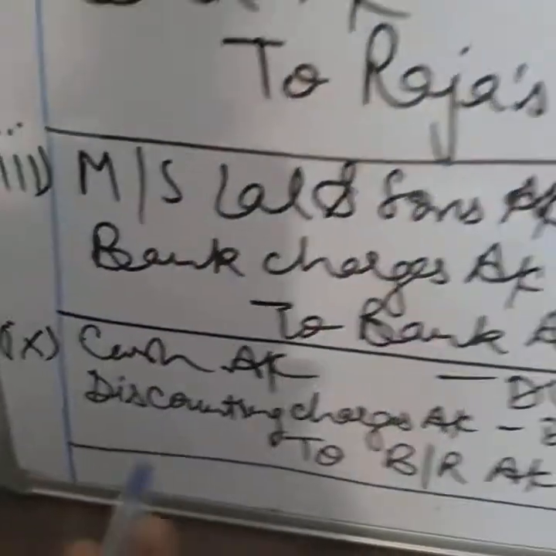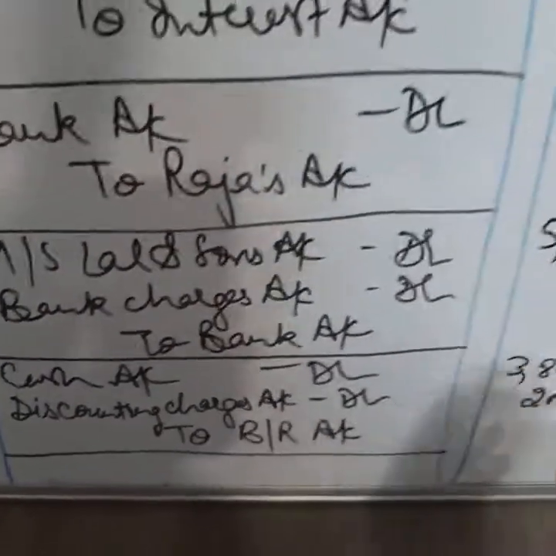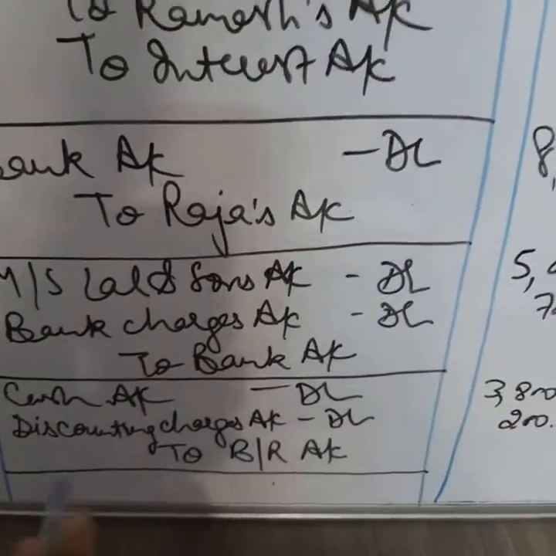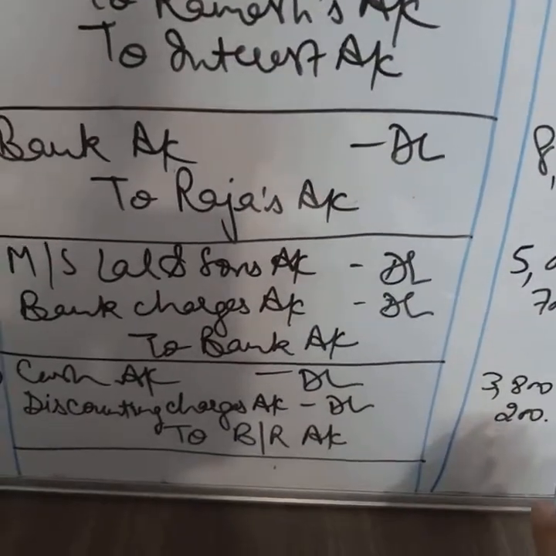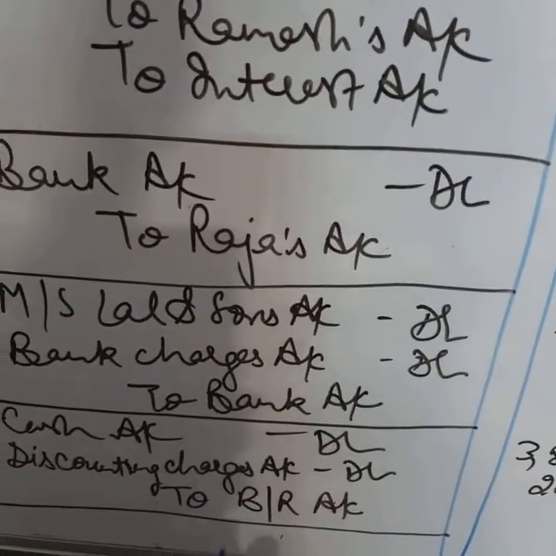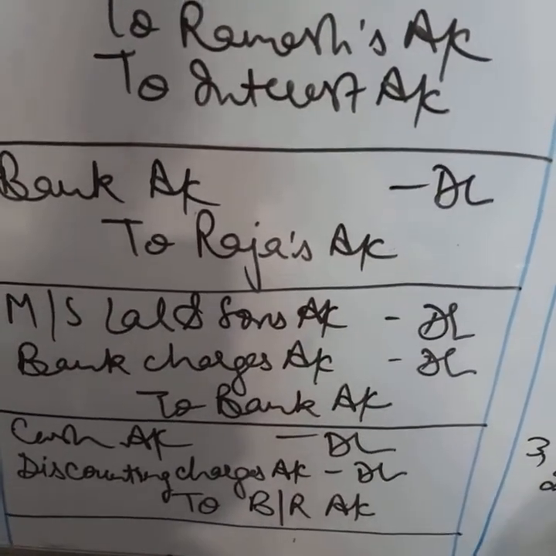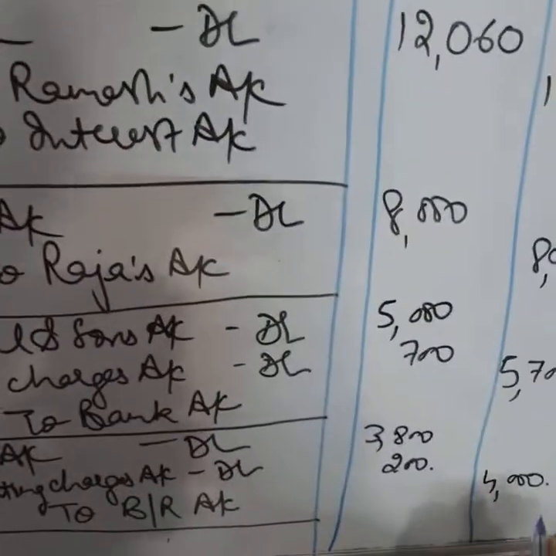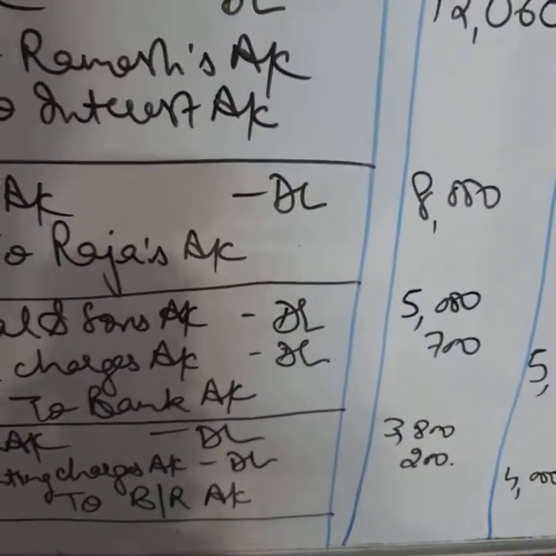So entry will be cash account debited with rupees 3,800, discounting charges 200, to bill receivable. This bill of exchange is bill receivable for us. Now it is going out of our business, so it will be credited with rupees 4,000.